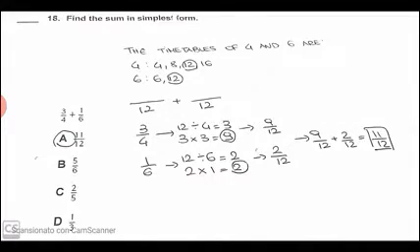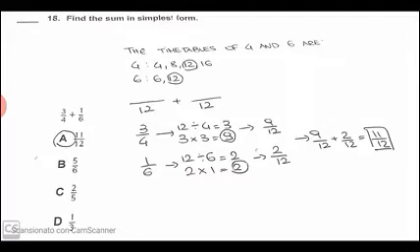Now, number 18. We want to find the sum in simplest form. We have 3 over 4 plus 1 over 6. We write the times table of 4 and the times table of 6. 4 is 4, 8, 12, and 16. 6 is 6 and 12. We write 12 at the denominator. So 3 over 4 becomes: 12 divided by 4 equals 3. 3 times 3 equals 9. So the first fraction is 9 over 12.